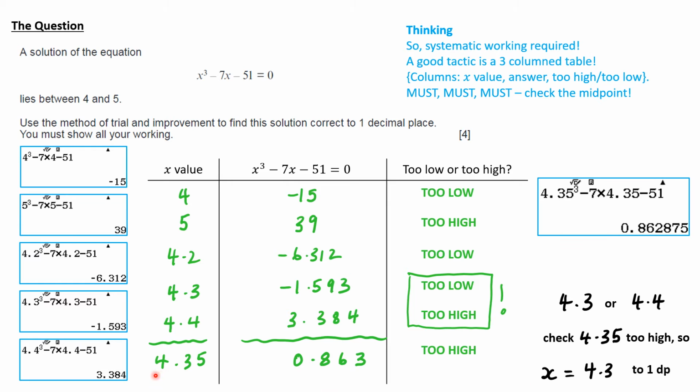It does feel a little bit like sometimes you could have guessed that this was going to be too high, but don't risk it. There's an extra mark in the mark scheme for you doing an answer to 2 decimal places, and the easiest one to use is always the one smack bang in the middle of your 2 answers. So 4.35 means you can choose whether it's above or below. So 4.3 to 1 decimal place.